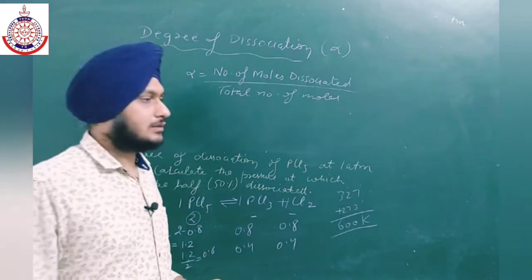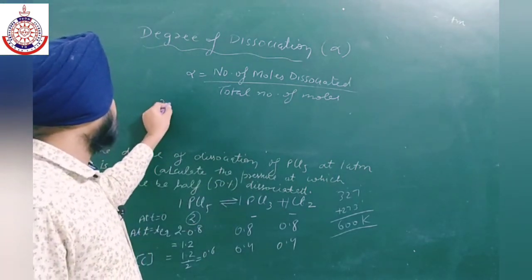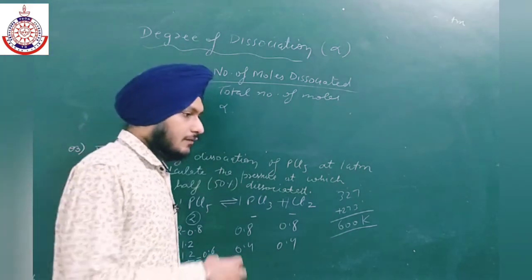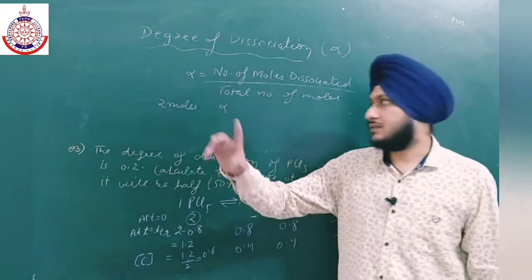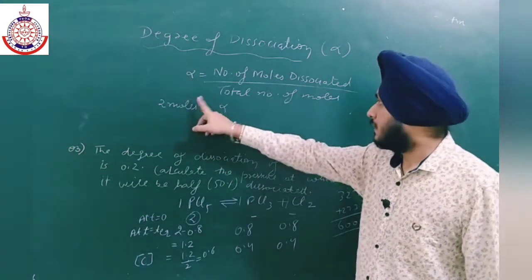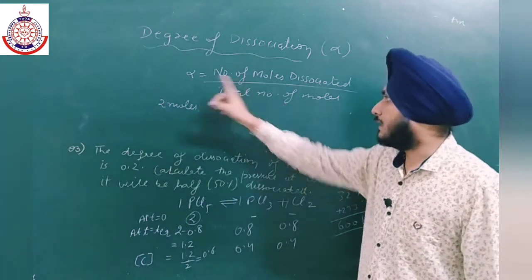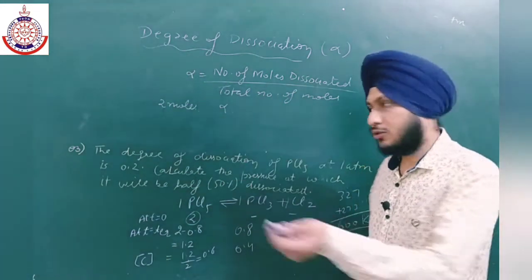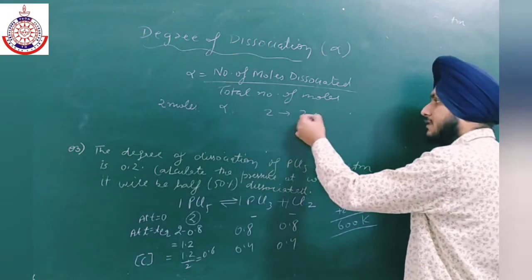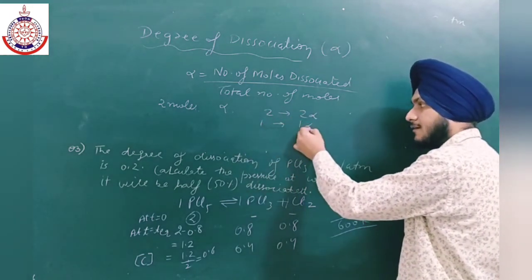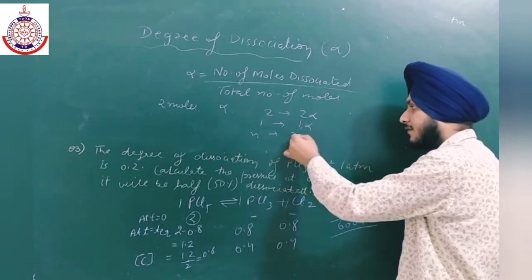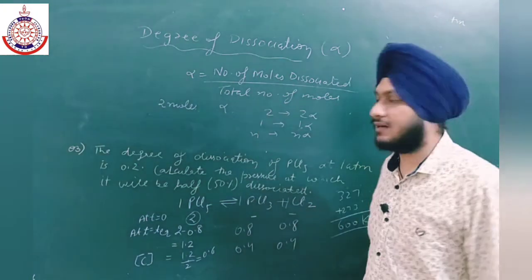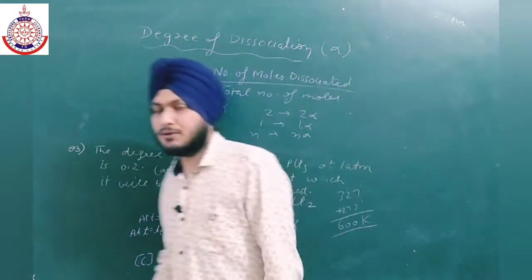So if 2 moles are given to us and the degree of dissociation is alpha, and we have to calculate the number of moles dissociated, then simply cross multiply. Total number of moles is 2 and the degree of dissociation is alpha, so the number of moles dissociated will be 2 into alpha, 2 alpha. So out of 2, how much will break: 2 alpha. Similarly, out of 1, 1 alpha; out of n, n alpha, because we have to simply multiply the total number of moles with the degree of dissociation. So degree of dissociation is a very important topic.